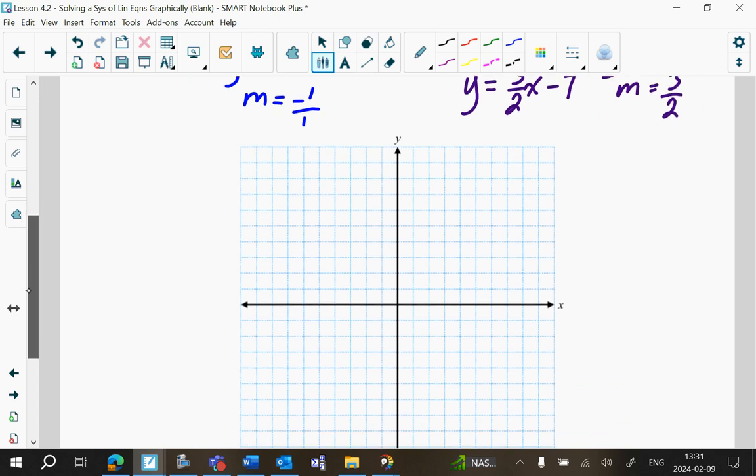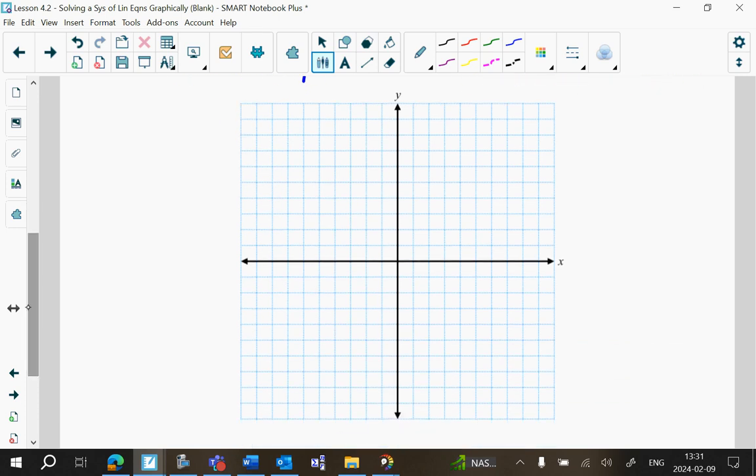So I get negative 7, 2, 4, 6, 7, up 3 over 2. And then it's going to look like, I believe it looks like that. My other one, y is equal to negative x plus 8. So 2, 4, 6, 8. Down 1 to the right 1.